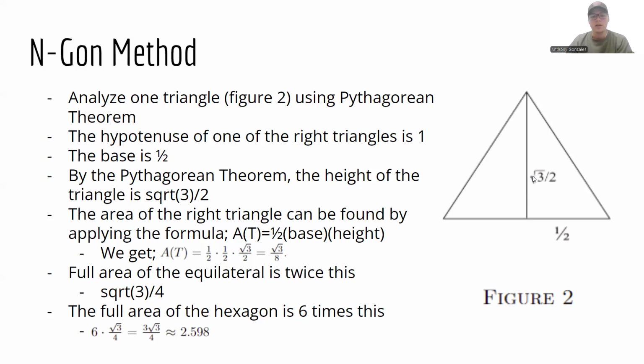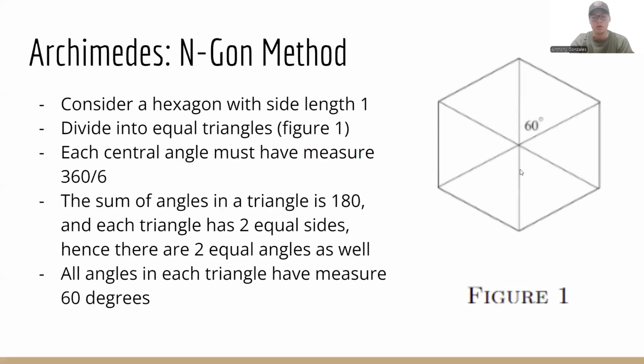Now, using the area of a triangle formula, which is 1/2 base times height, we can multiply all of our values together, and we get √3/8 for the area of this right triangle right here. If we want the area of this whole thing, we multiply √3/8 times 2, and that gives us √3/4. And remember, this was just one part of this hexagon right here.